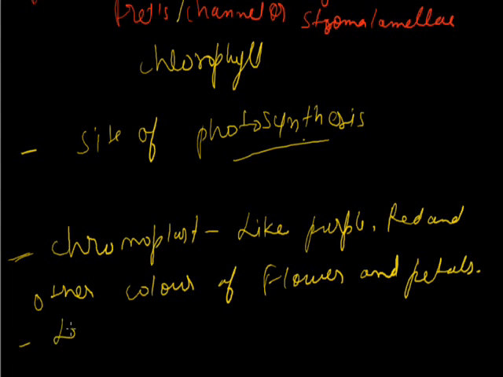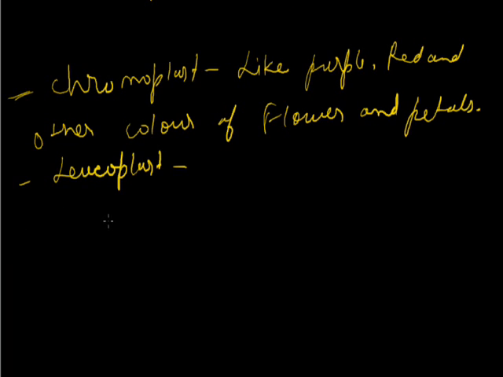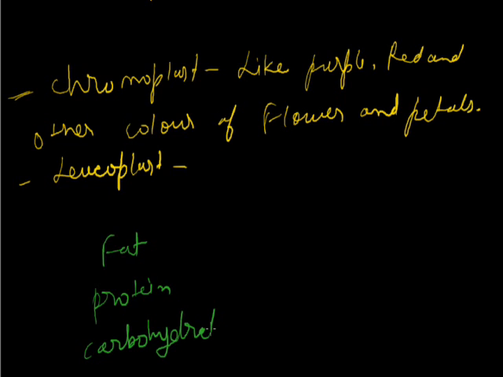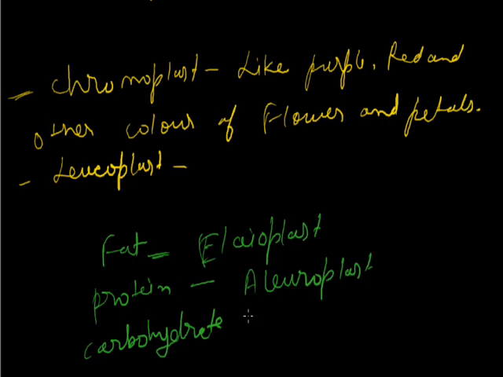Next one is leucoplast. Leucoplast is of three types: the part of leucoplast which stores fat, which stores protein, and which stores carbohydrate. Fat storing leucoplast is known as elaioplast. Protein storing leucoplast is known as aleuroplast. And the carbohydrate or starch storing leucoplast is known as amyloplast.